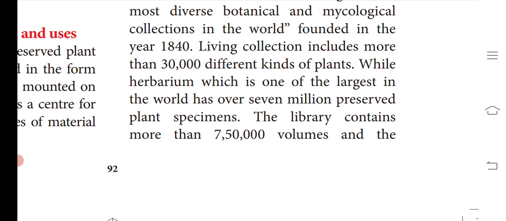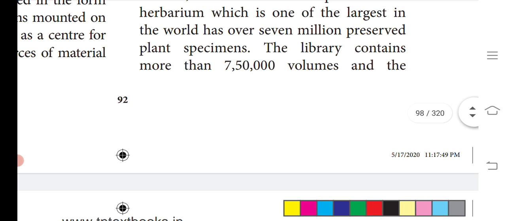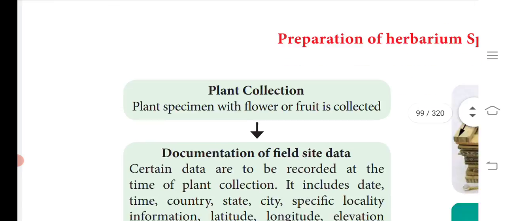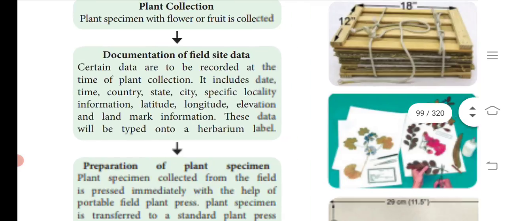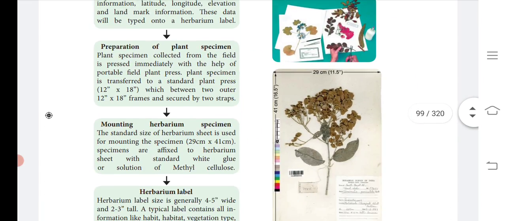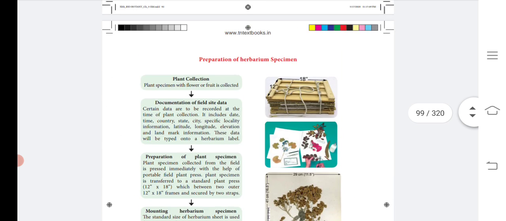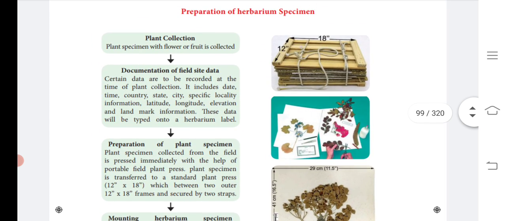And for reference, the herbarium, which is one of the largest in the world, has over 7 million preserved specimens. The library contains 750,000 volumes of the preserved specimens. So here, this is interesting: how to create the herbarium specimen is given step by step. Preparation of herbarium specimen.